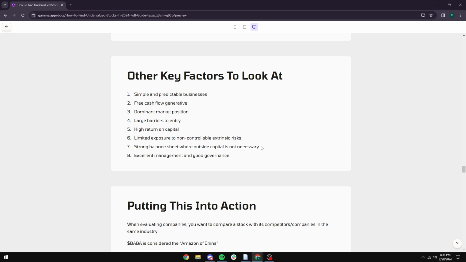Number 7, a strong balance sheet where outside capital is not necessary. They don't need other funding or whatever it is to pretty much operate their company. Number 8, excellent management and good governance. You want a management that knows what they're doing. A way to really gauge that in an objective manner is to look at return on assets, return on invested capital, and so forth.